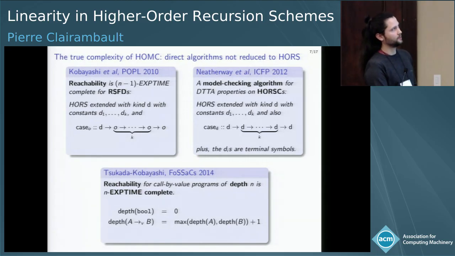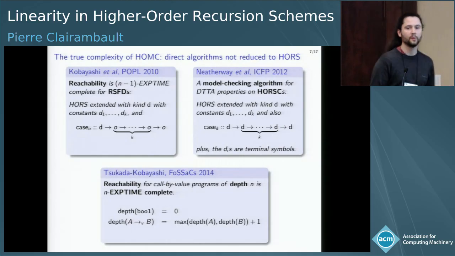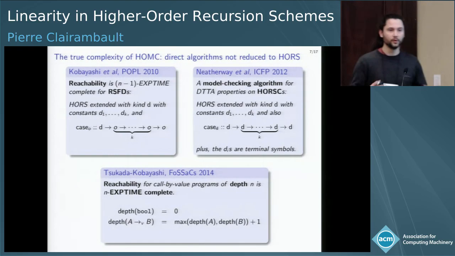Then they prove that reachability is n-EXPTIME-complete for that. And then there's another work that provides a model checking algorithm for HORS with cases, which are a slightly more permissive way to do the same thing, to enrich recursion schemes with data types and branching.